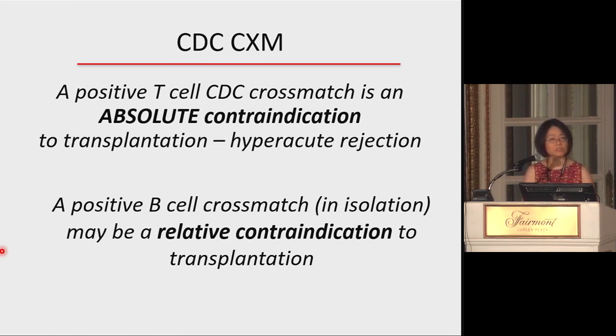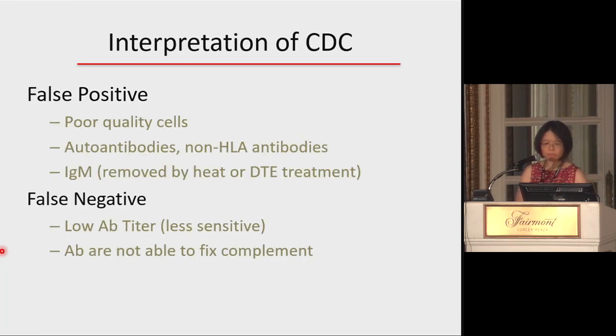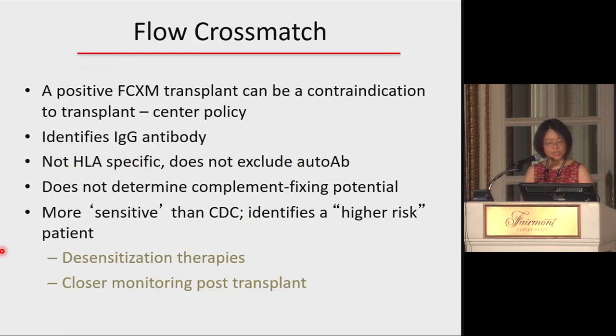A lot of it depends on the assay that's used in your tissue typing lab, because the assay itself is a little bit less reliable than the T-cell CDC, and also because if you think that it's related to class 2, some people will transplant across a class 2 DSA. So this is center specific. I'll let you guys look into that in the interest of time.